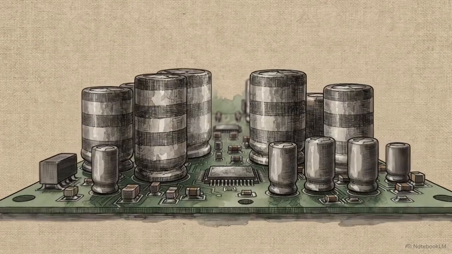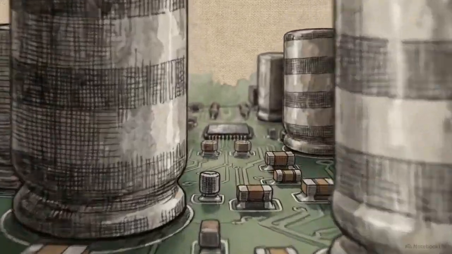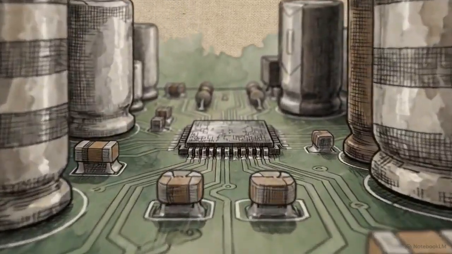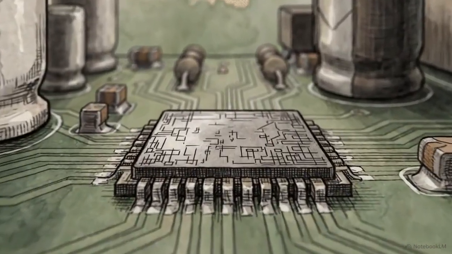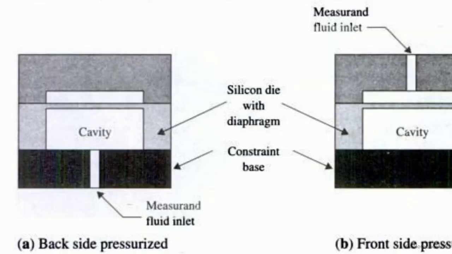We can take this principle and scale it down from a macroscopic device to the microscopic level. This brings us to microelectromechanical systems, or MEMS. This cross-section shows a MEMS pressure sensor. Notice the silicon die with a diaphragm suspended over the evacuated cavity. External pressure forces this diaphragm to bend inward. This distortion changes the silicon's electrical resistance, creating a readable voltage signal.